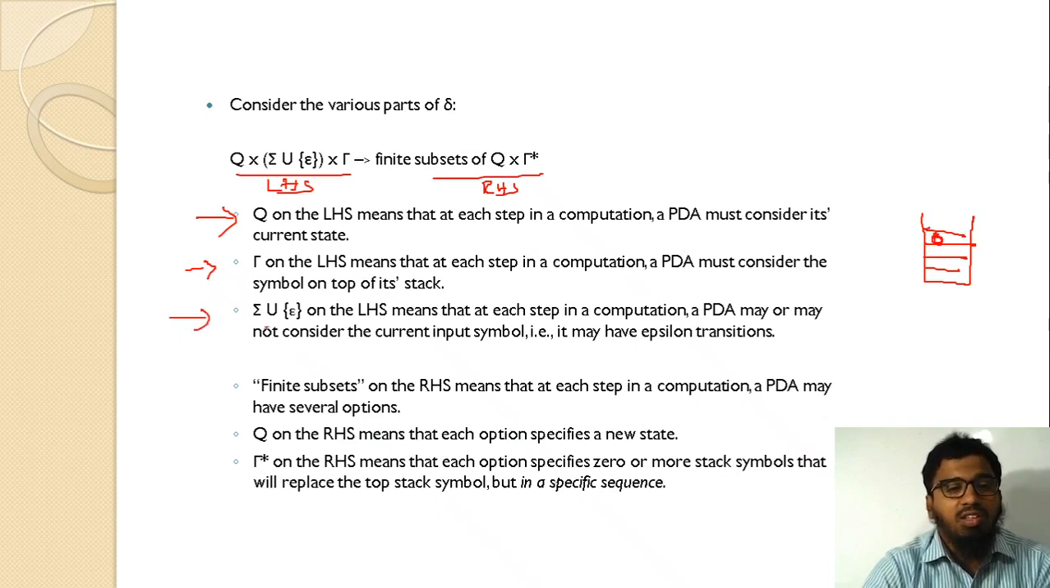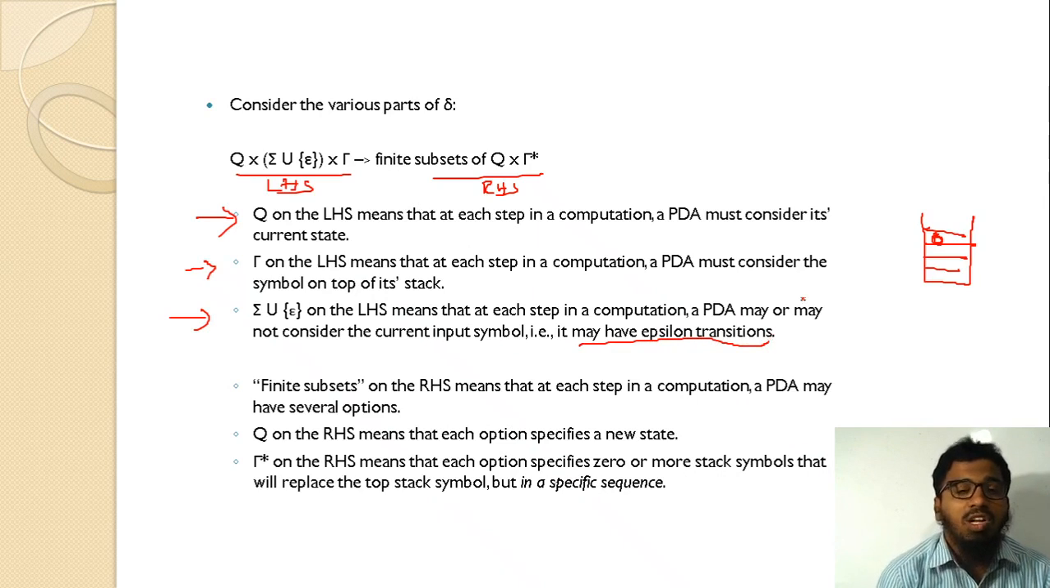Third point, sigma union epsilon on the left hand side means that at each step in a computation, a PDA may or may not consider the current input symbol, that is, it may have epsilon transition. What does it mean? It means the PDA has two things, one with the input, another one is epsilon, that we will see in the next slide with the help of points.